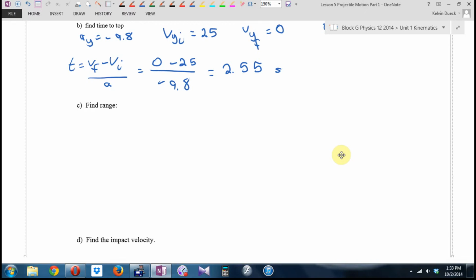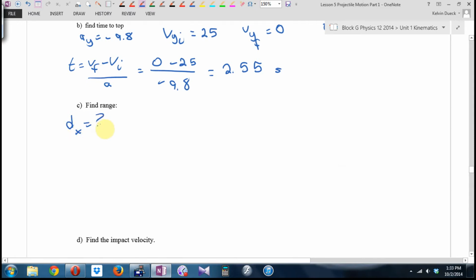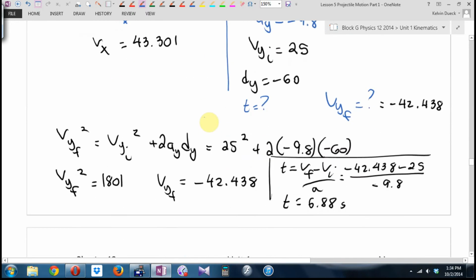So when it says find the range, it's really saying, and now I'm into my horizontal world. I've turned the page, so I'm going to relist my data. If you still have it on the same page, you don't necessarily have to. What the heck was VX? It was 43.301.